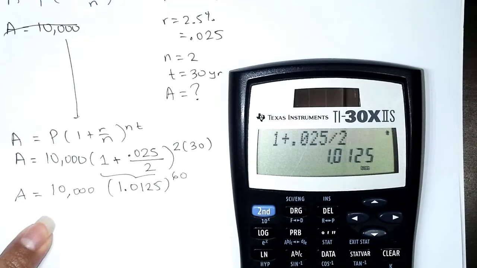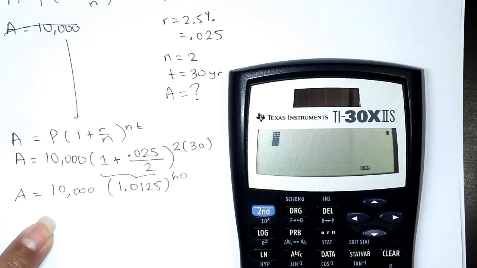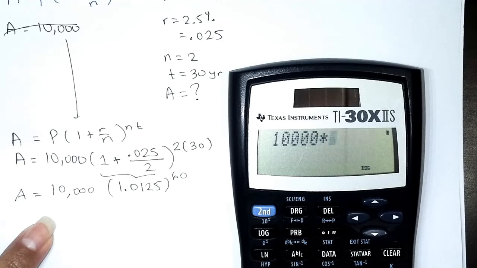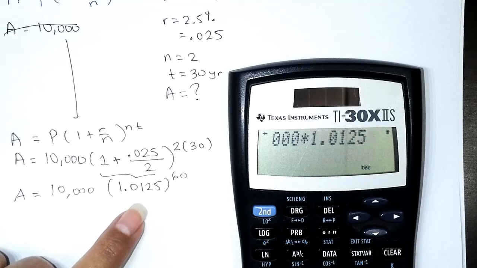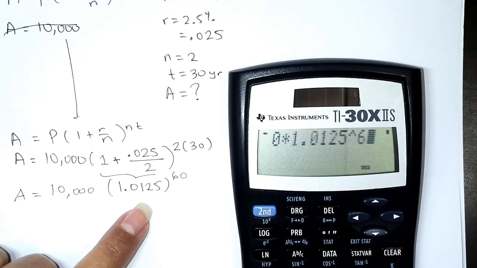Okay, so let's punch it in. So we have 10,000 times 1.0125. Parentheses are no longer needed because we just have a single number. We don't have an expression right here. So times 1.0125 raised to the 60th power. Okay, I'm going to hit enter.